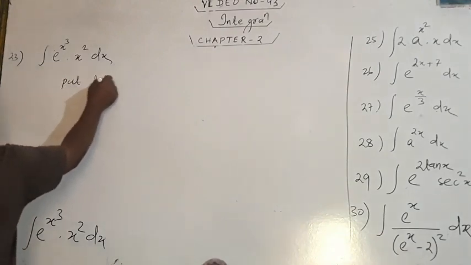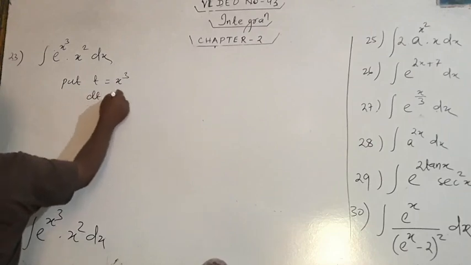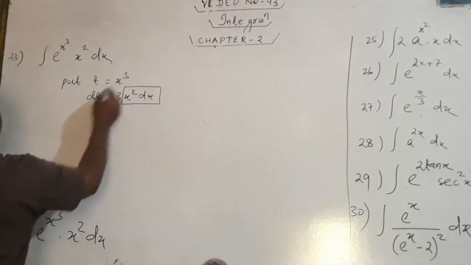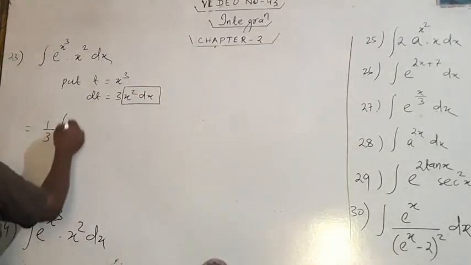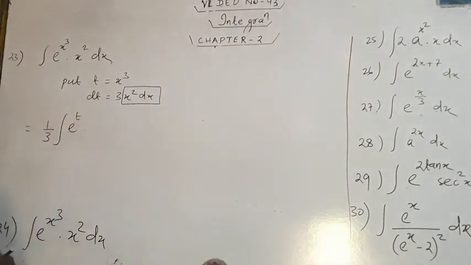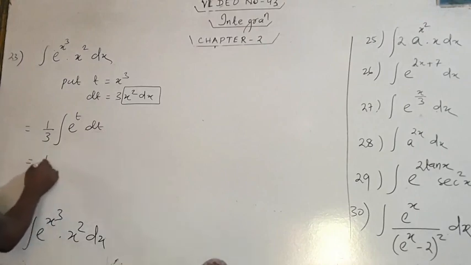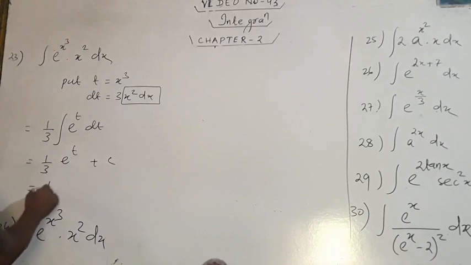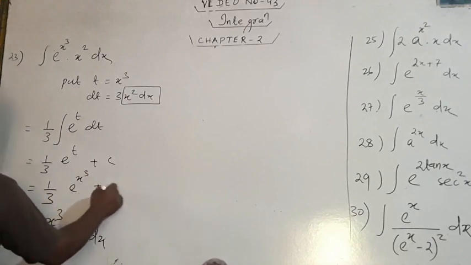Why t is equal to x cube? As its derivative is x square. So dt is equal to what? 3x square dx. And in place of x square dx, you have to put 1 by 3 dt. It is e to the power t into x square dx, it is dt. And it is 1 by 3 e to the power t plus c. In place of e to the power t, you have to write e to the power x cube plus c.